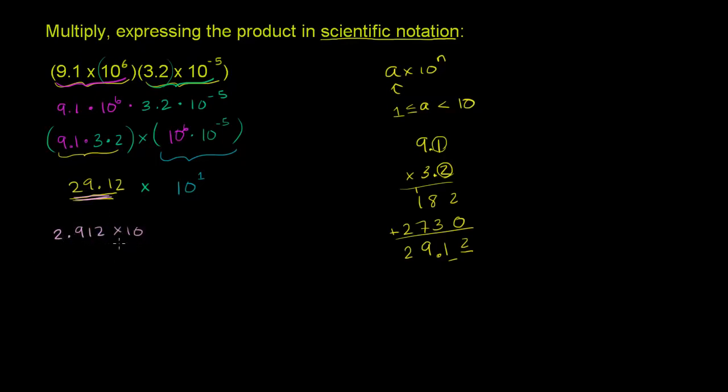And now this is in scientific notation, but that's just this part. I still have to multiply it by another 10. So to finish up this problem, we get 2.912 times 10 times 10, or 10 to the first times 10 to the first. Well, that's just 10 squared. So it's 2.912 times 10 to the second power. And we are done.